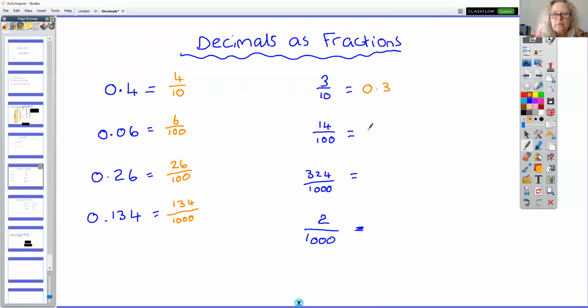14 out of 100, 0.14. 324 thousandths, 0.324. And this is 2 thousandths. That's a 2 in the thousandths place. So we need to just put in some zeros until we get to the thousandths place. It's the third one after the decimal, and that's where we put the 2. So there is 2 thousandths as a decimal.